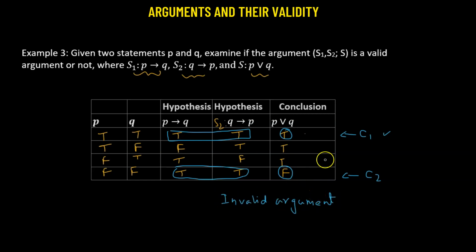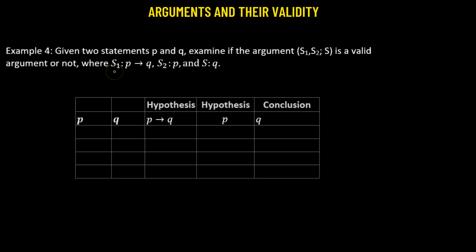Let's move on to the next problem. So we have statement S1, which is if P, then Q, and statement 2, which is P, and the conclusion is given by Q. So we state the truth values for this conditional statement if P, then Q. So this is going to be true, false, true, true.